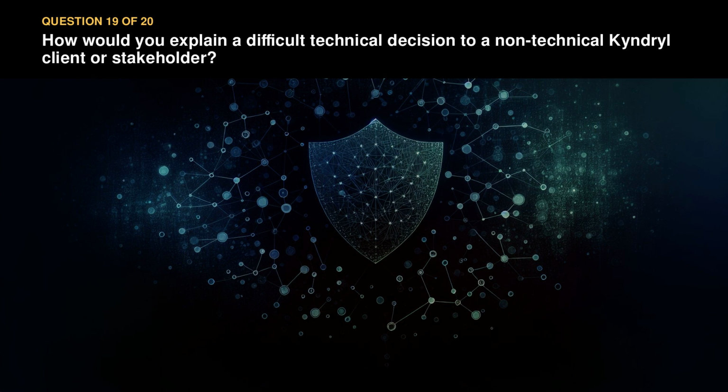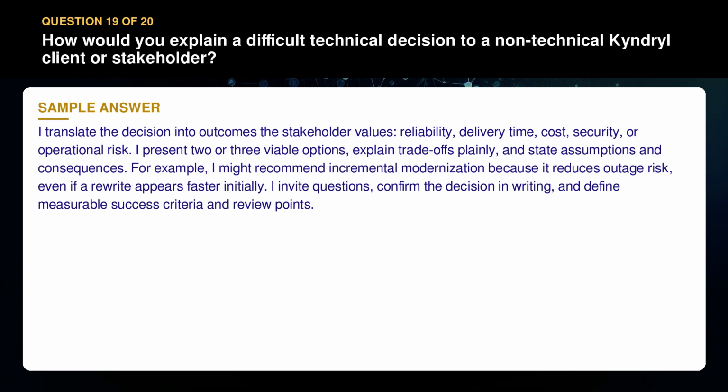Question 19. How would you explain a difficult technical decision to a non-technical Kyndryl client or stakeholder? I translate the decision into outcomes the stakeholder values: reliability, delivery time, cost, security, or operational risk. I present 2 or 3 viable options, explain trade-offs plainly, and state assumptions and consequences. For example, I might recommend incremental modernization because it reduces outage risk, even if a rewrite appears faster initially. I invite questions, confirm the decision in writing, and define measurable success criteria and review points.